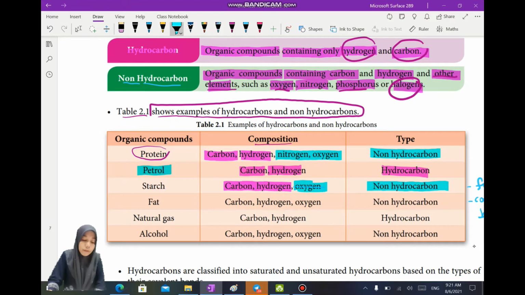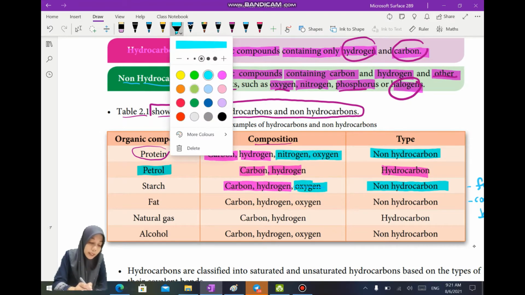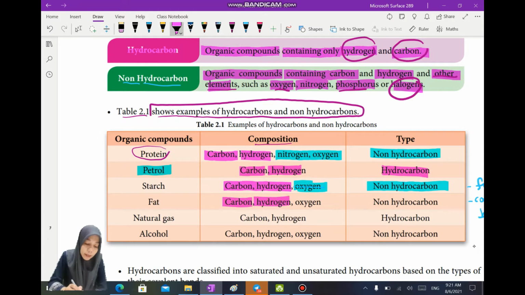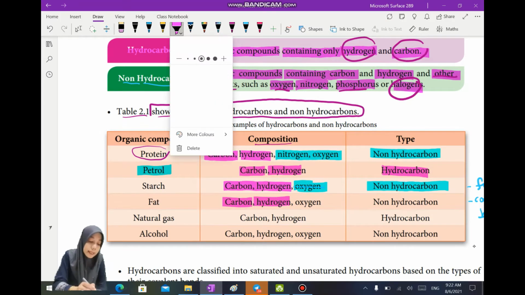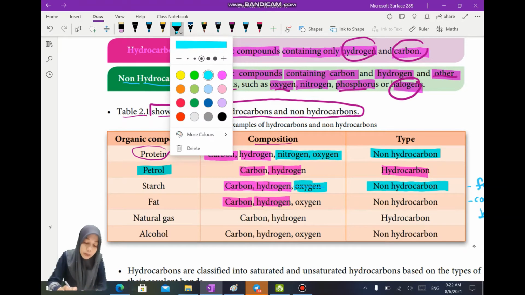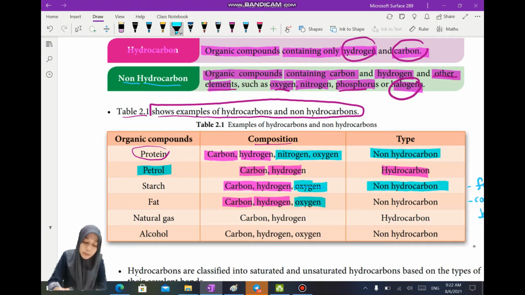Okay, and then for the fat. For the fat, it has carbon and hydrogen. That means it's an organic compound. But it has other elements, oxygen. So that means it's non-hydrocarbon.